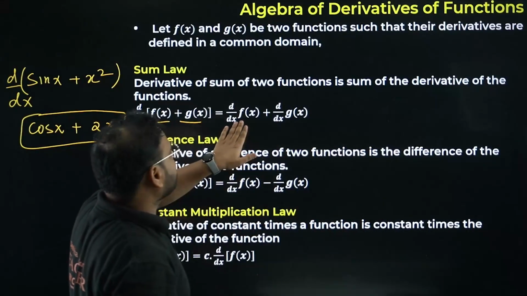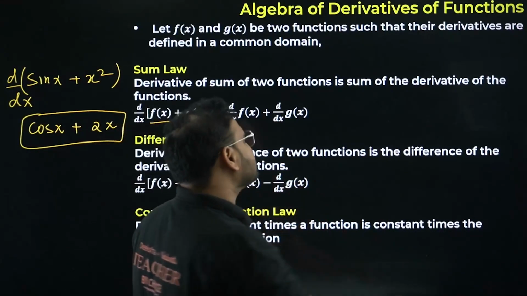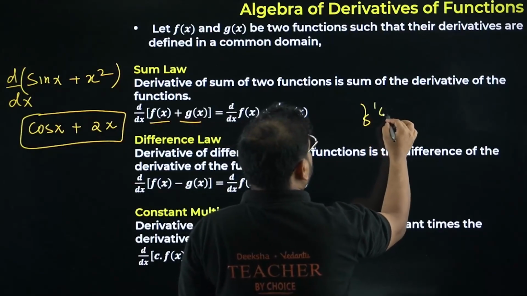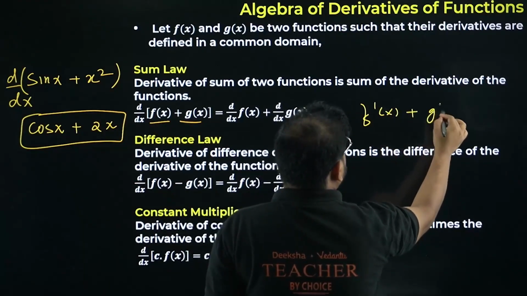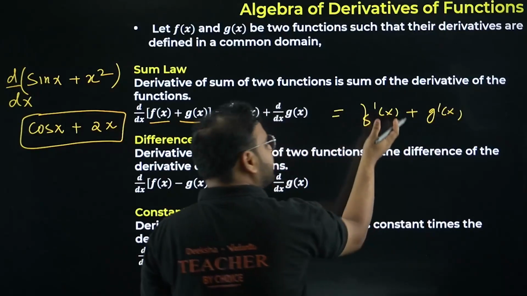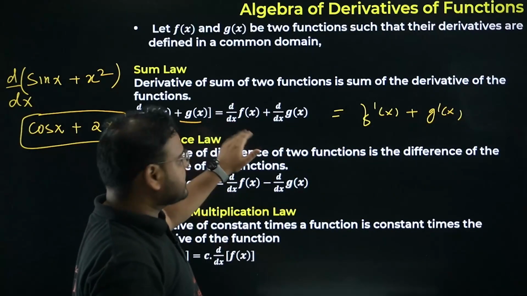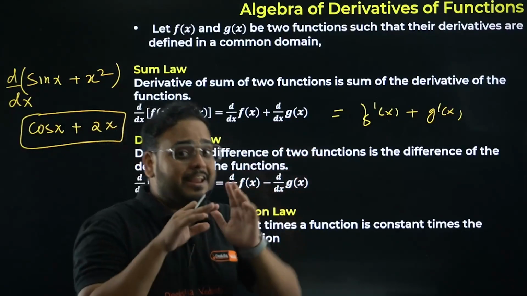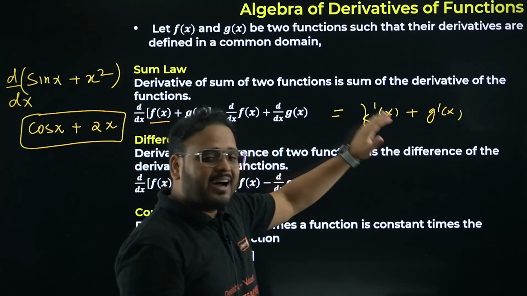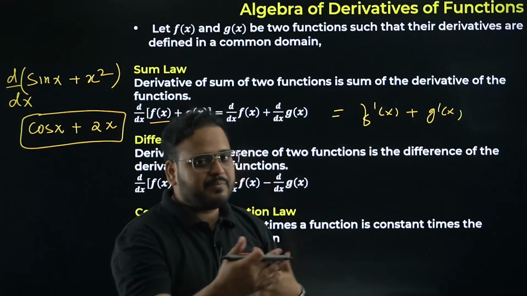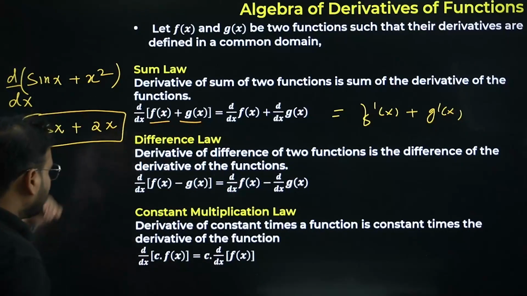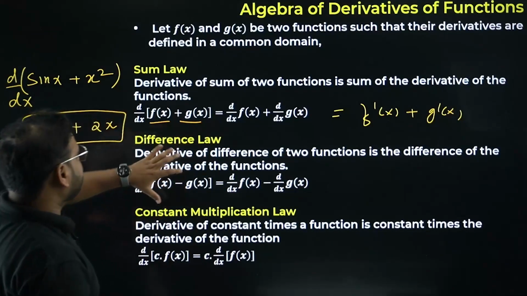Check here, the derivative of f(x) plus g(x). You can write the derivative as f dash of x plus g dash of x, which is another way of writing the derivative form. Notation-wise, you can either write d of f(x) by dx, d of g(x) by dx. If it is confusing at all, use f dash of x plus g dash of x, which means the same thing.